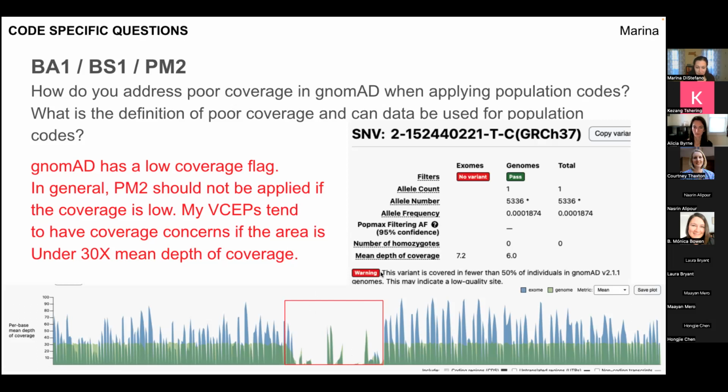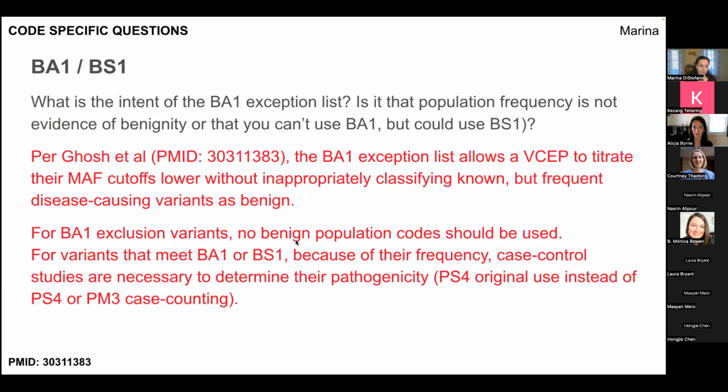And you'll see here that this says, warning, this variant is covered in fewer than 50% of individuals in gnomAD. This may indicate a low quality site. Oftentimes we will not apply PM2 supporting in this case. And we'll make a note in the evidence summary that we're unable to determine absence or presence of the variant because of coverage problems in population level databases.